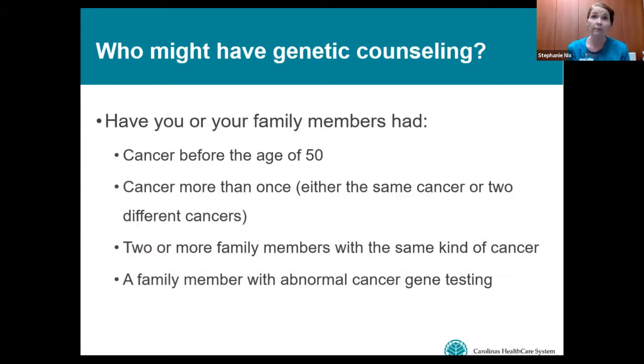Now, some people come to see us in genetics because they know someone who's had genetic testing or they've heard about it from a friend. Others get referred because of their personal or family history by a physician. And generally speaking, if you or your family members have had cancer before the age of 50, you've had cancer more than once, you've had 2 or more family members with the same kind of cancer, or you've had a family member that says that they have had some type of abnormal genetic testing, so a cancer genetic test that showed a mutation.